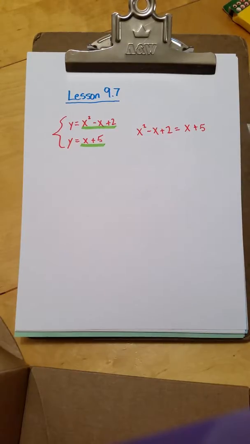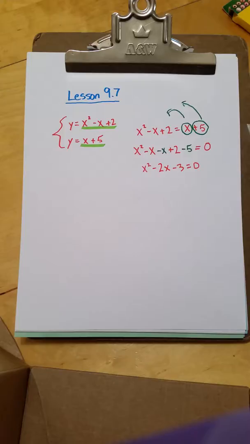Now that we have set them equal to each other, we can switch signs to get one side of the equation to equal 0. Now that we have all of our terms on one side, we can combine like terms. At this point, we can ask ourselves, what are the a, b, and c of our quadratic equation?